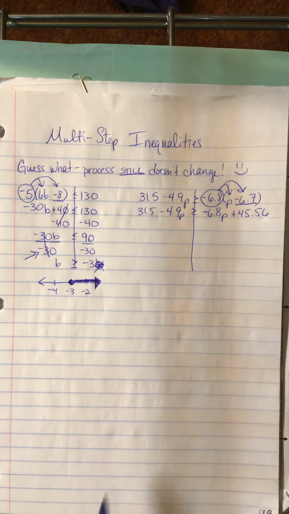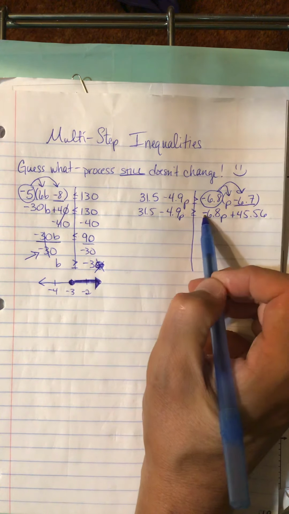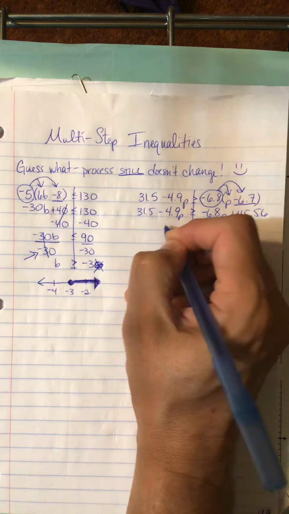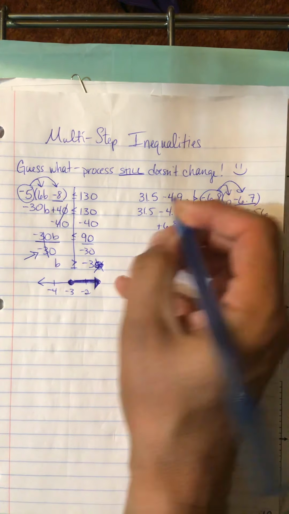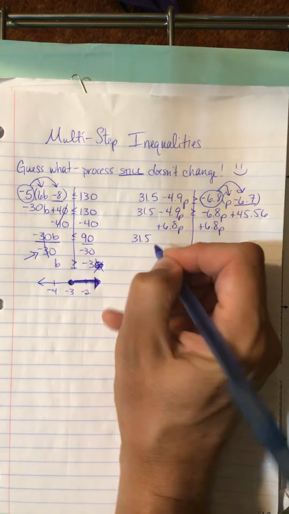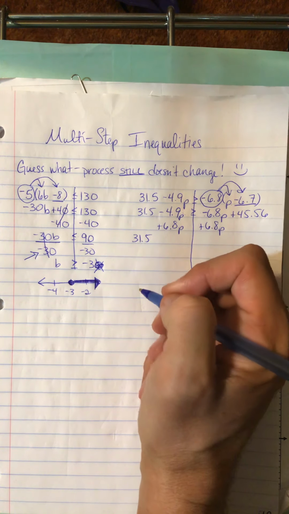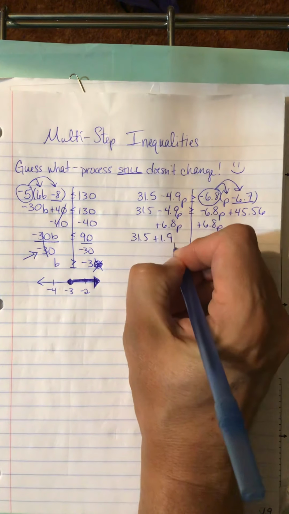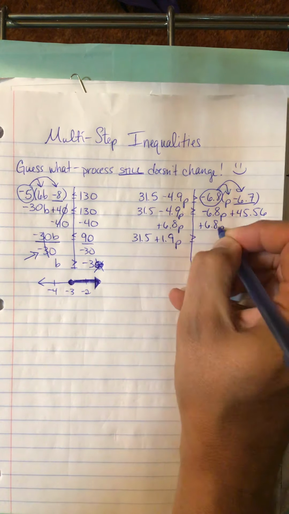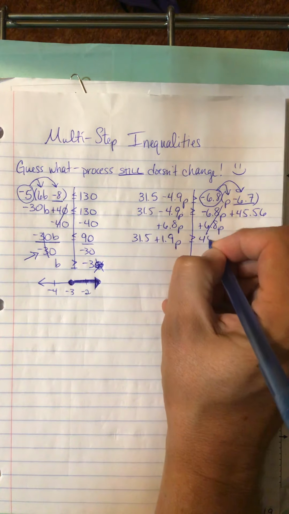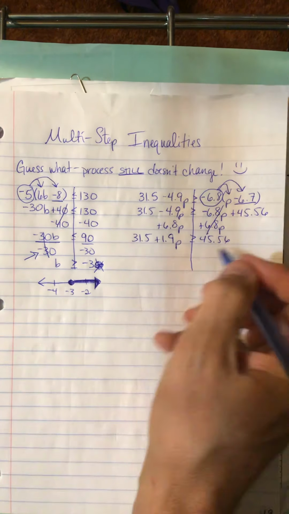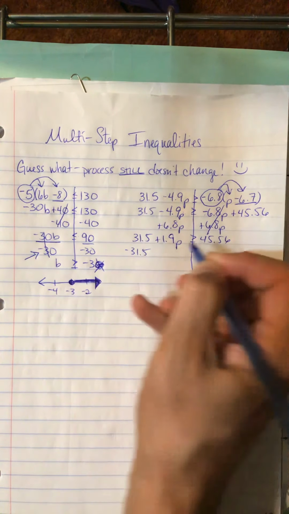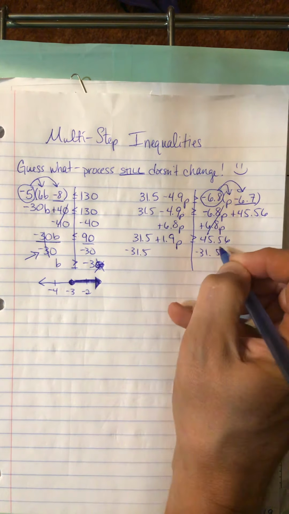So let's move the smaller variable. That would be the -6.8. So let's add 6.8p to both sides. And that gives us +1.9p is greater than or equal to 45.56. Move that constant. So I'm going to subtract 31.5 from both sides.